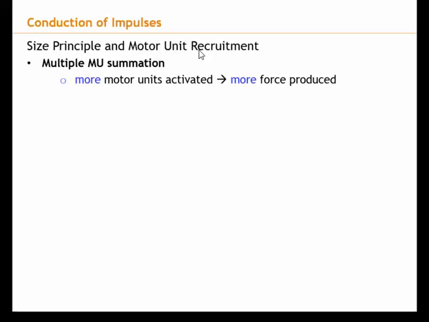Think about the biceps. If I just lift up my cell phone, I don't need a lot of motor units to activate. And there's very low amount of force. But if I try to lift up this desk that I'm sitting at, I am going to have to recruit more motor units. And the more motor units I recruit, the more force I can produce.